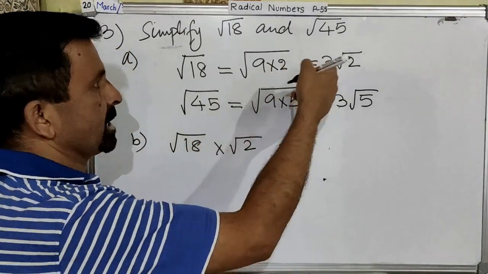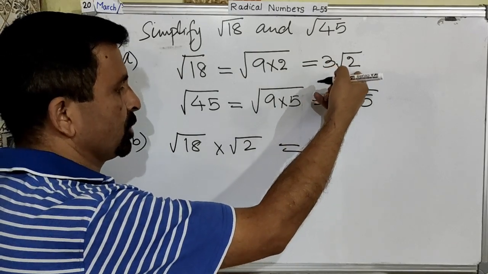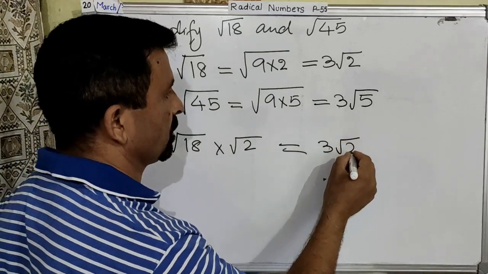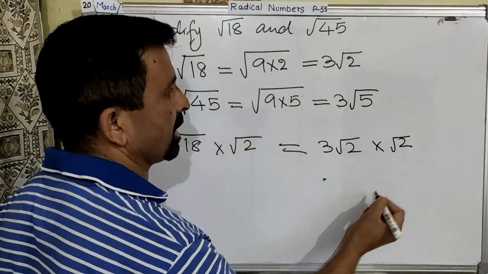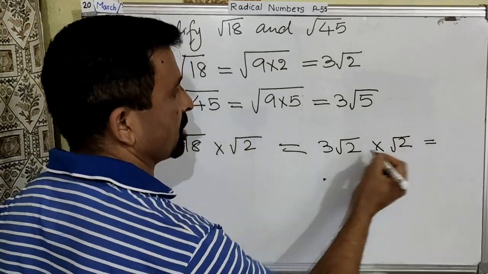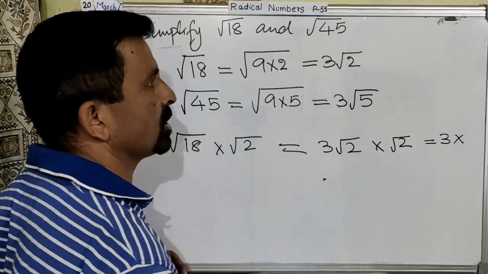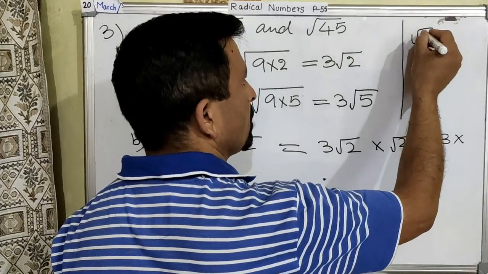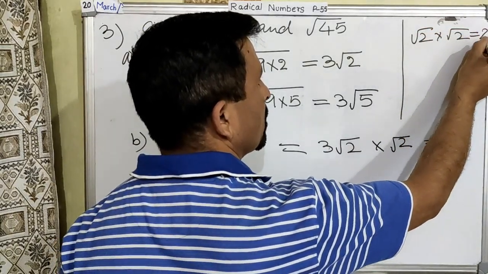Root 18, we got it as equal to how much? We are using the result of part A, 3 root 2. So for root 18, now I can write this as 3 root 2, and then this into root 2. See how interesting it is. This 3 is as it is, 3 into... You know very well that root 2 into root 2 is what? Root 2 into root 2 is always equal to 2.